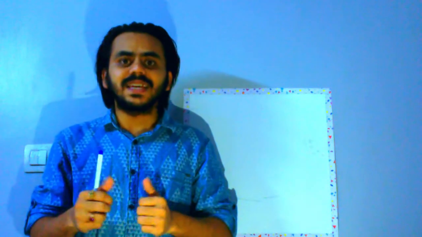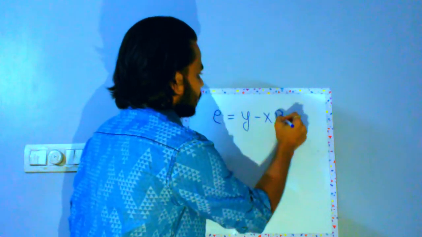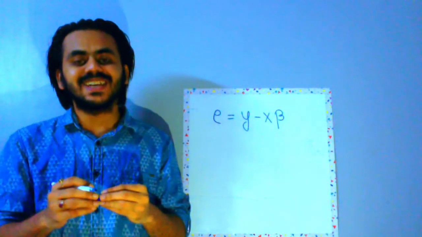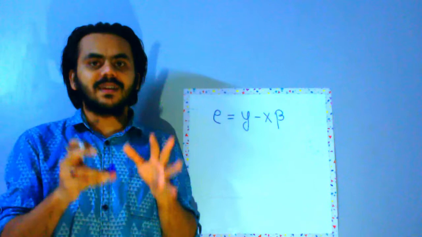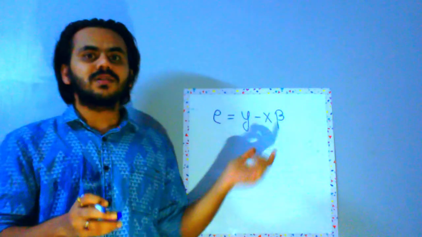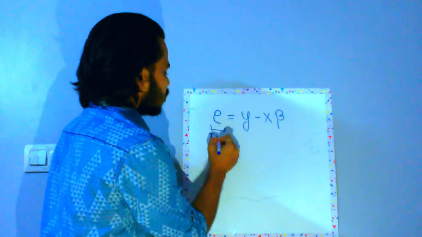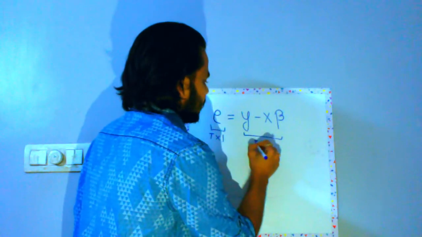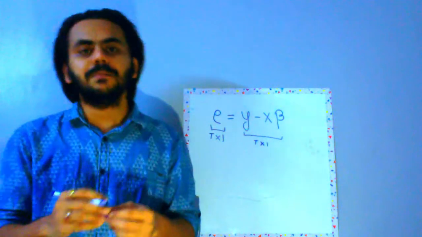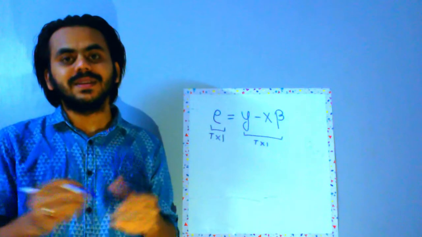And in this case, what is error? Error E is equal to Y minus capital X beta. So we need to minimize the sum of squared errors. But there is a catch. This is not a scalar quantity. This E is a T cross 1 matrix or a vector. So this also is T cross 1. So how do you minimize the sum of squared errors, which is required by the least squares criterion?